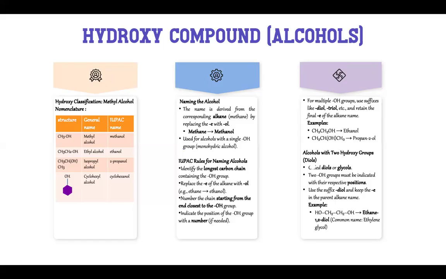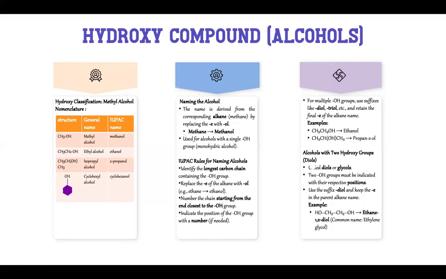And then we have CH3-CHOH-CH3, which is isopropyl alcohol, and the IUPAC name is 2-propanol. And this is the diagram, which is the structure linked to OH. And then the general name is cyclohexyl alcohol, and the IUPAC name is cyclohexanol.